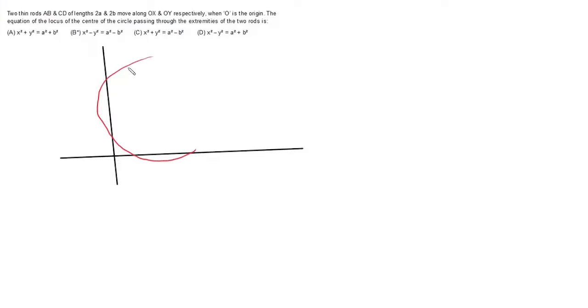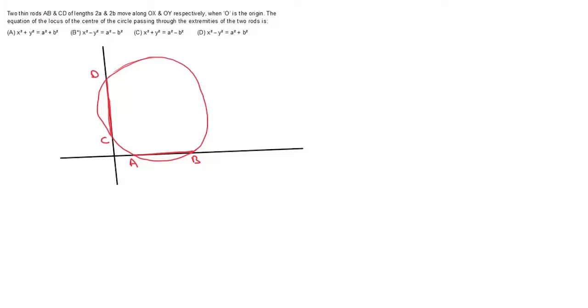Now the question is, two thin rods AB and CD of length 2a and 2b move along x-axis and y-axis. Find the equation of locus of center of circle passing through extremities of these two thin rods. Now we'll draw this circle, which passes through extremities of these two rods. Now this is rod AB and that's your rod CD.